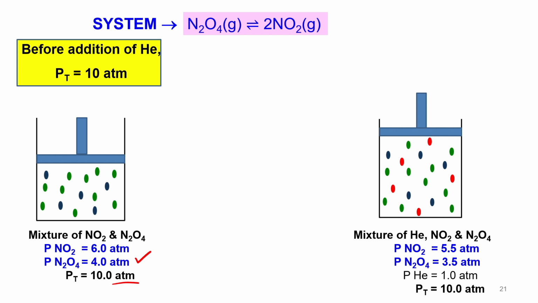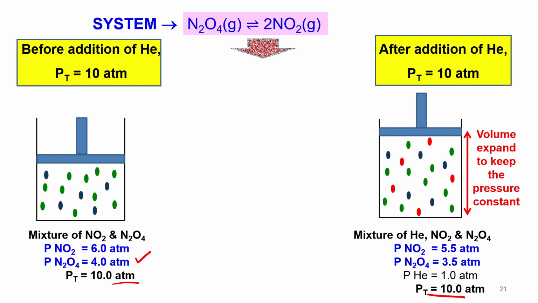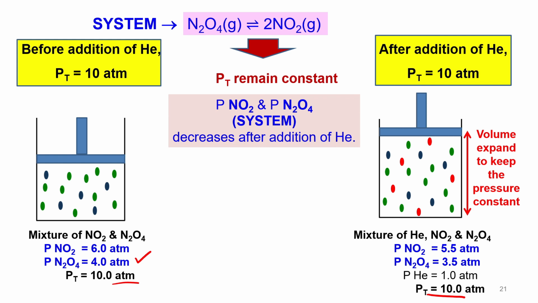So total tidak berubah. Okay, P total dia masih lagi berapa? 10 atm. Thus, after addition of helium, P total is still 10 atm. So, volume will expand to keep the pressure constant. Okay, jadi volume akan expand. So, kalau volume expand, P total remain constant. So, partial pressure of NO2 and N2O4 in the system decreases after the addition of helium.